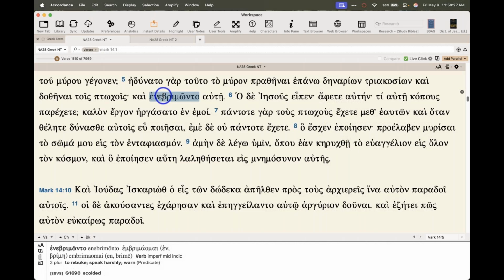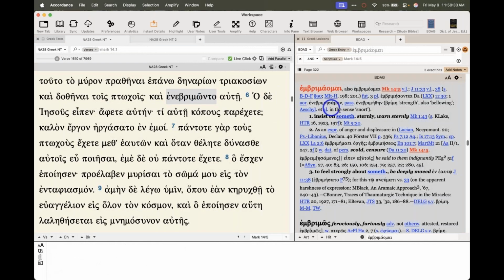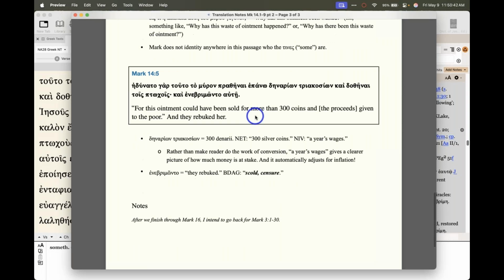And they upbraided her, they rebuked her, they scolded her, they censured her. I mean, you've got a lot of good English words for this that we could use. So I've translated it this way: for this ointment could have been sold for more than 300 coins and the proceeds given to the poor, and they rebuked her.